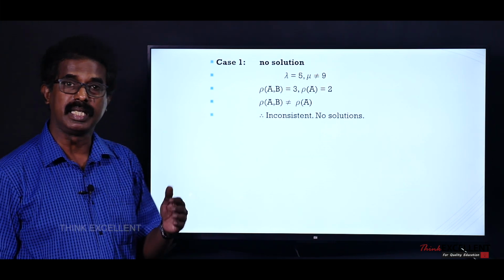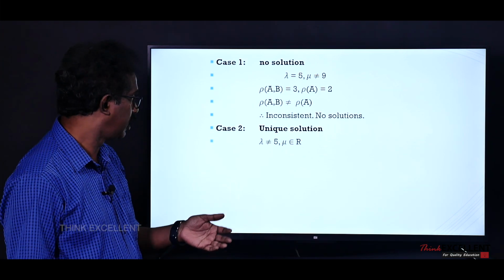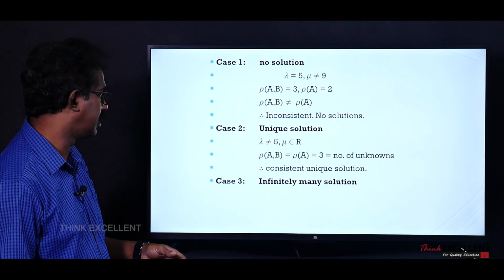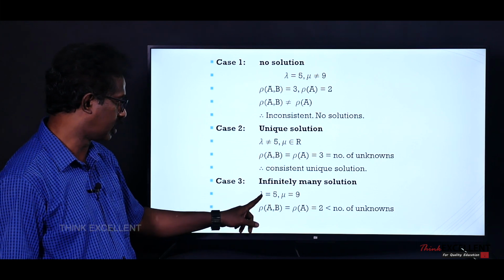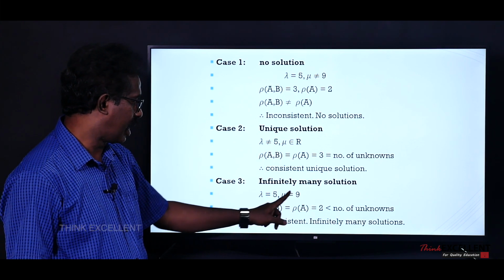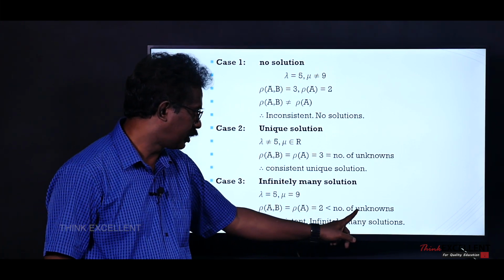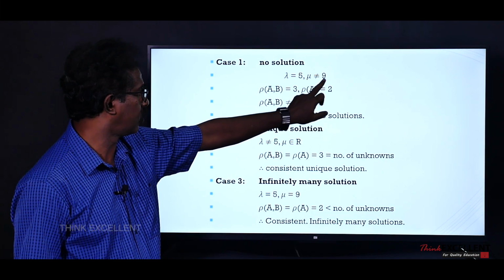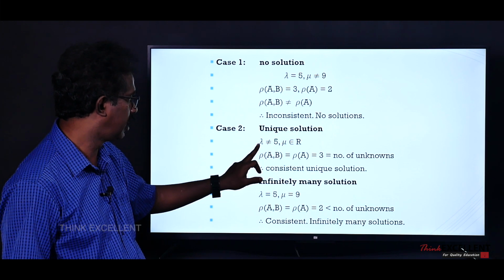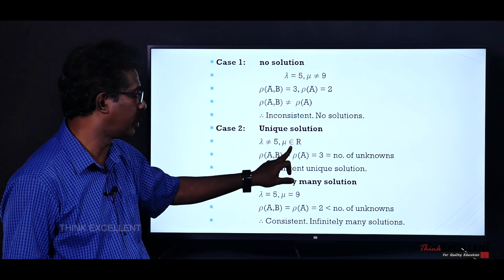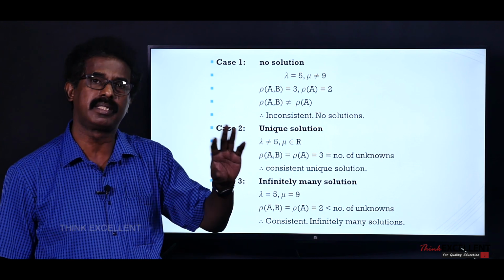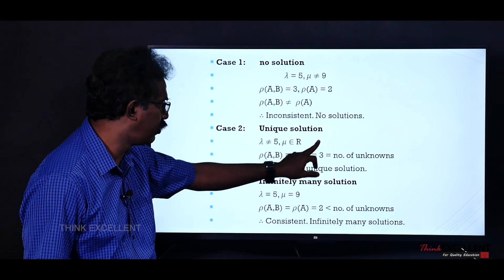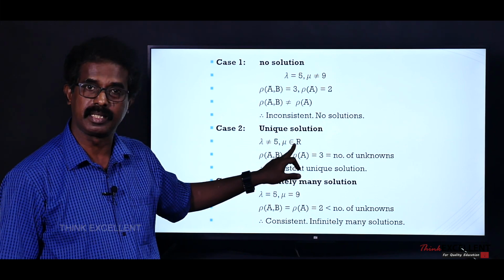So ranks are equal but less than the number of unknowns, right? 2, 2 less than the number of unknowns. So you know the system has infinitely many solutions. With 5 and 9, ranks are 2, less than the number of unknowns. So look once again: lambda equal to 5, mu not equal to 9, I explained. Second part, lambda not equal to 5, mu belongs to R. Mu is arbitrary, you can say. Mu can take any value. So this part you have to be very careful. Normally students make mistakes here, okay.